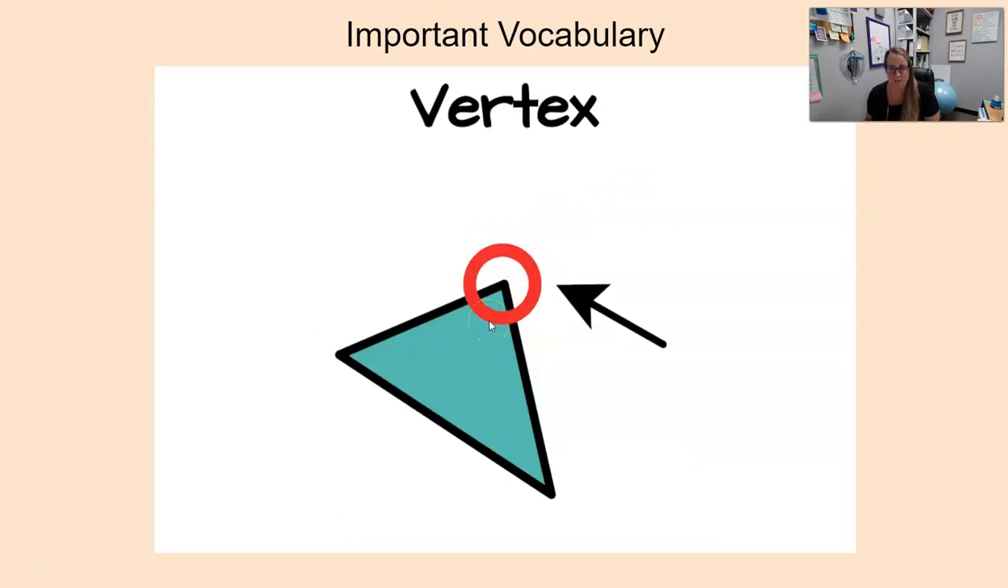The last one is vertex. Can you say vertex? Nice job. Vertex is kind of a hard word to say sometimes, but a vertex is where 2 sides come together. So that's what it's showing us in this picture.